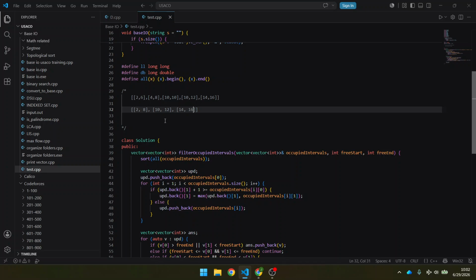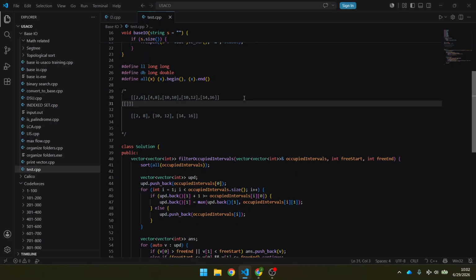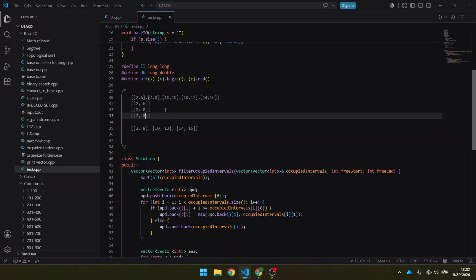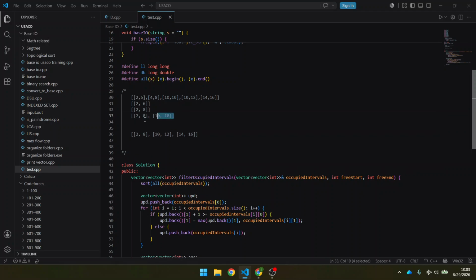Okay, now notice what we did here. First off, our initial array is 2, 6. And then when we get to 4, 8, we change the 6 to an 8. And then at 10, 10, we added 10, 10. And then over here, once we get to 10, 12, we can change the last 10 to a 12. And then finally, we get to this point.